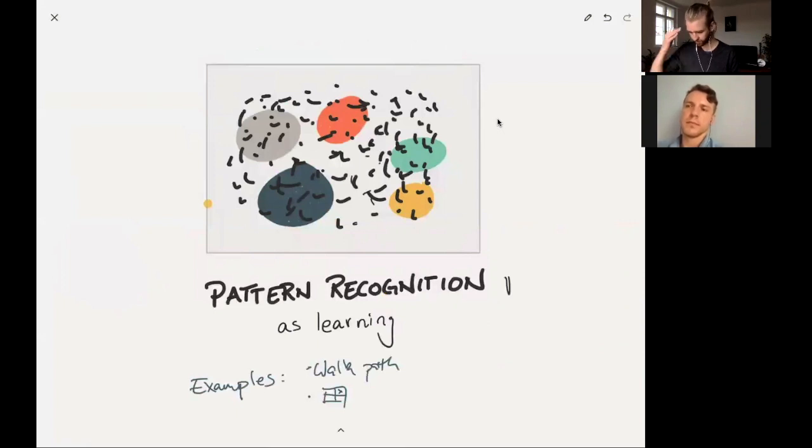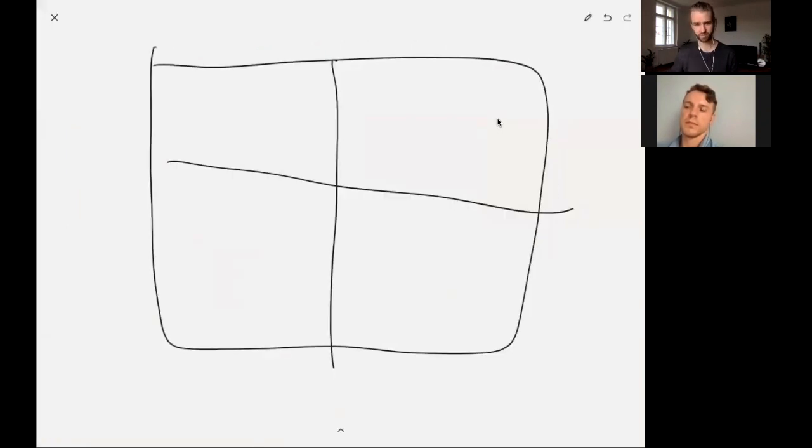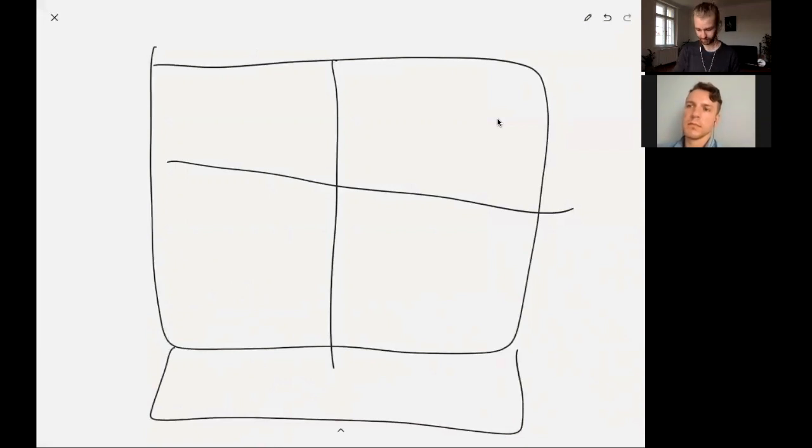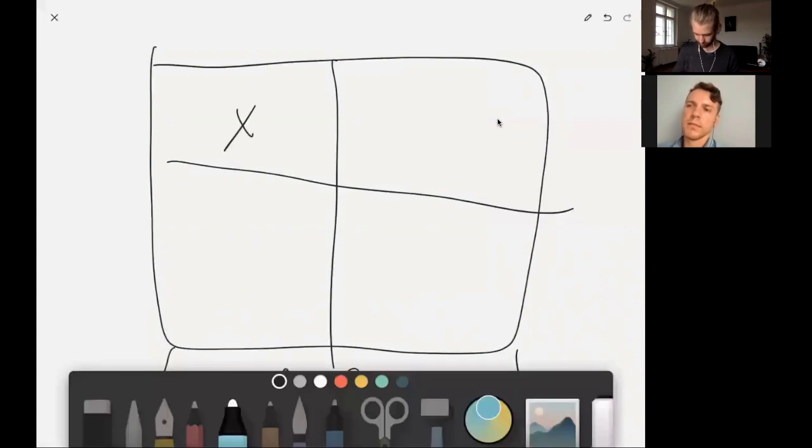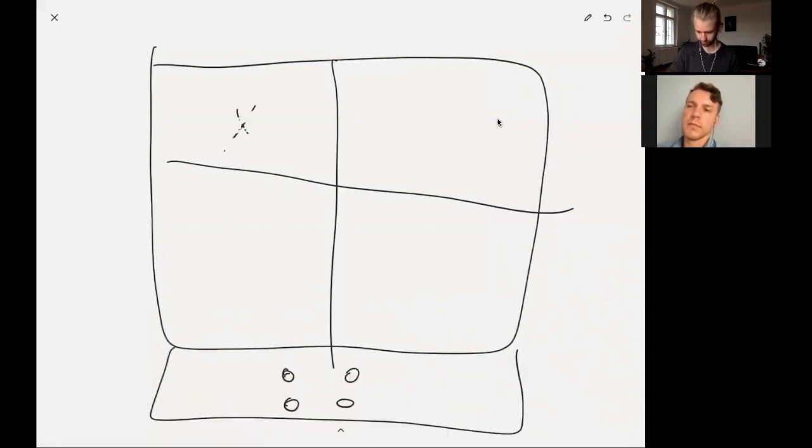One example he names, I don't know if this is also in Blink, is an experiment where people were sitting in front of a computer that had four squares, and an X would appear on one of them. They then had to press a button to indicate, okay, it's in the top square. Then the X would disappear and appear somewhere else. That was the whole experiment.